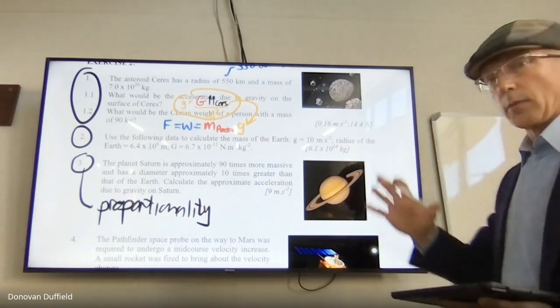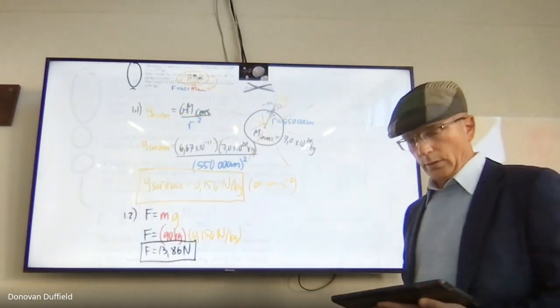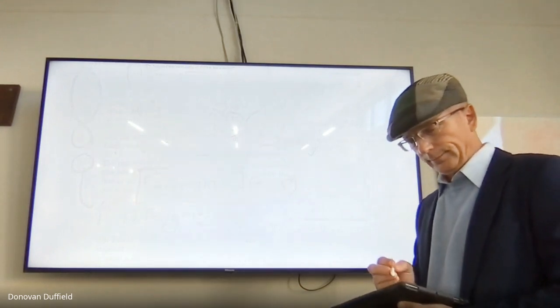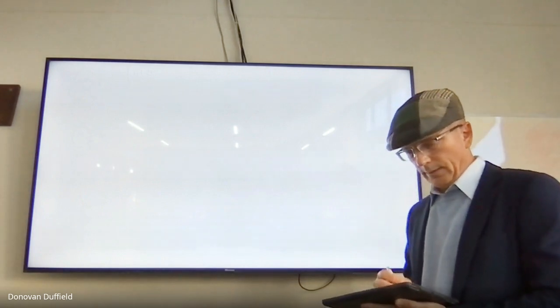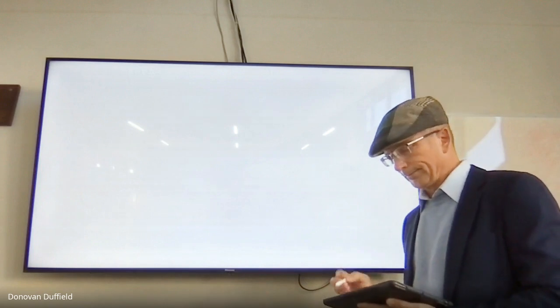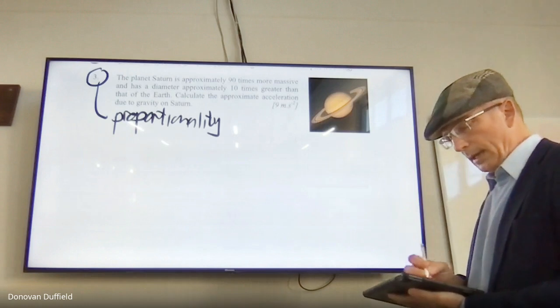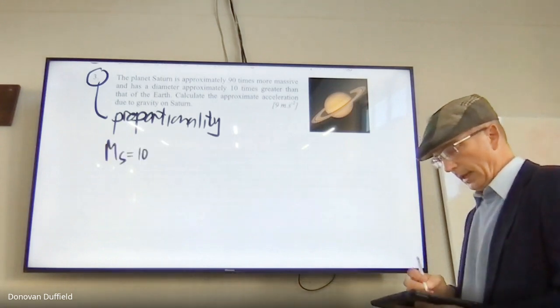Well, it's 90 times more massive, but its diameter is 10 times more. So if we look at 3, I'm going to take 3 here. I'm going to work with proportionality. So if we take the mass of Saturn is 90 times the mass of Earth.